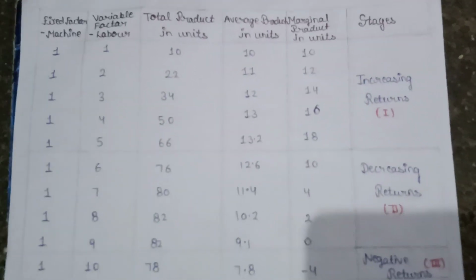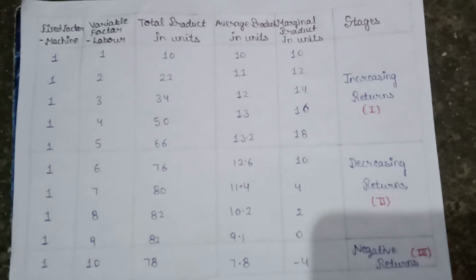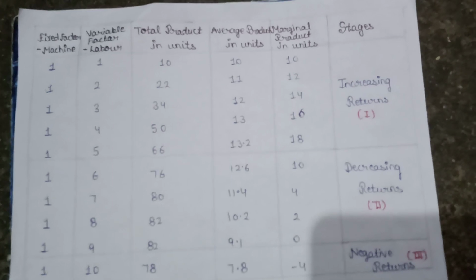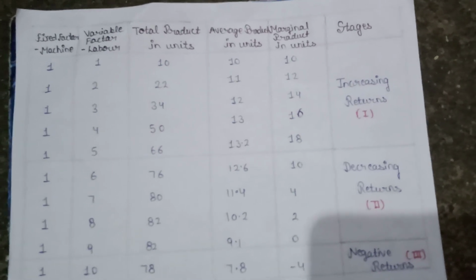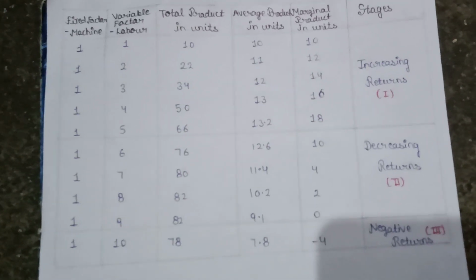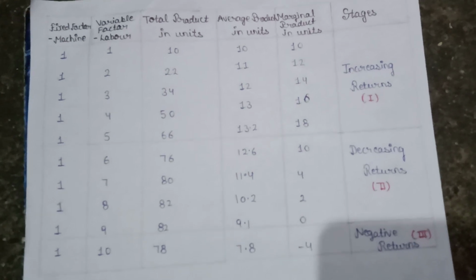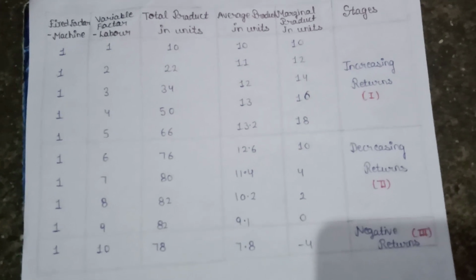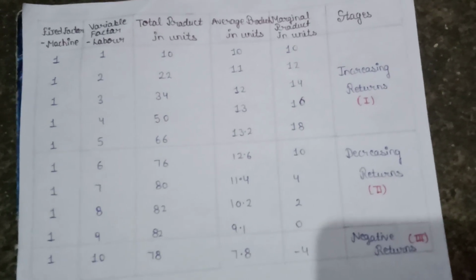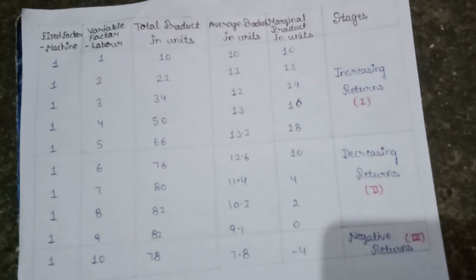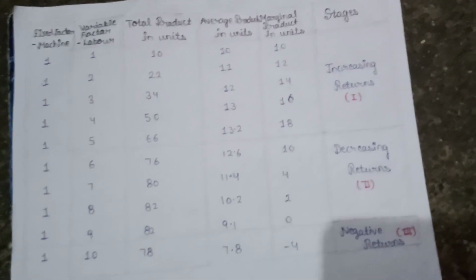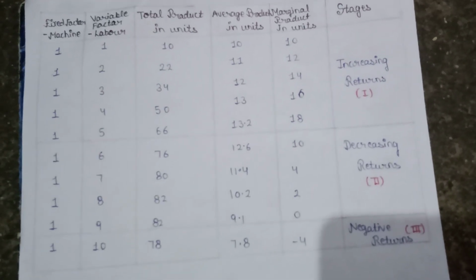As you can see in the table, there is a fixed factor, that is machine, a variable factor, labor, and other terms, total product, average product, marginal product, which were discussed earlier, and the stages. As the fixed factor remains constant in the table, the variable factor increases by 1 unit on each row. Let's discuss. If we increase the variable factor, that is labor, by 1, then the total product in units increases from 10 to 22, and the average product from 10 to 11, and the marginal product also increases.